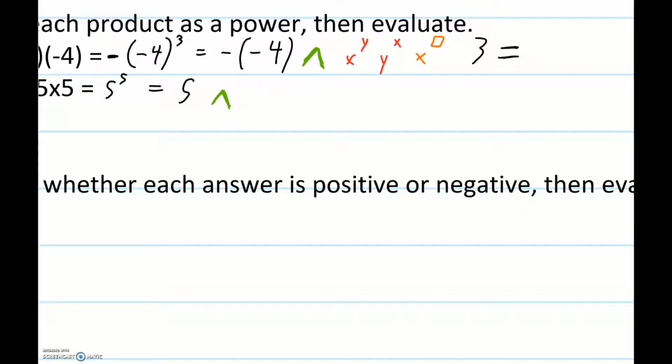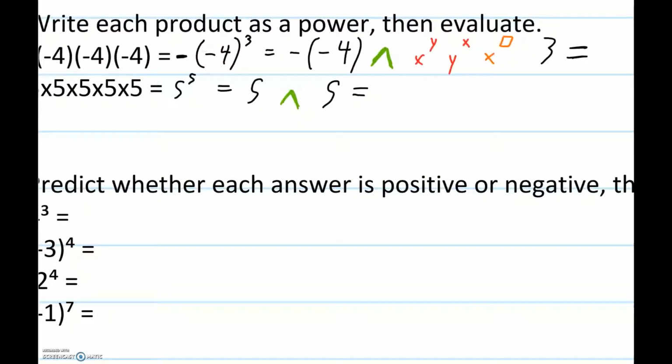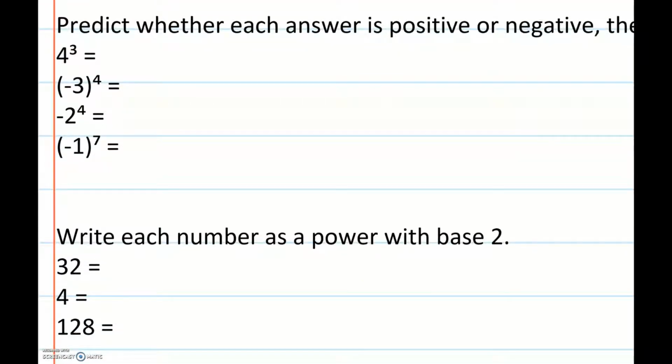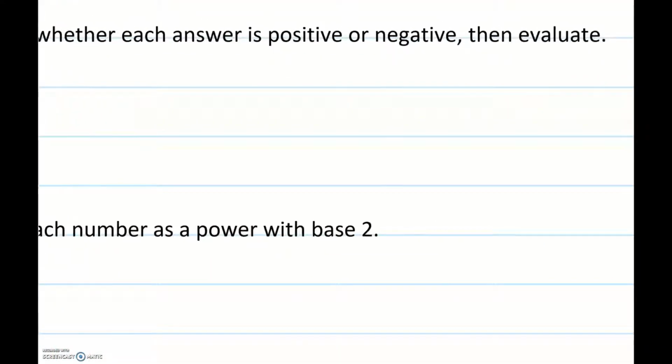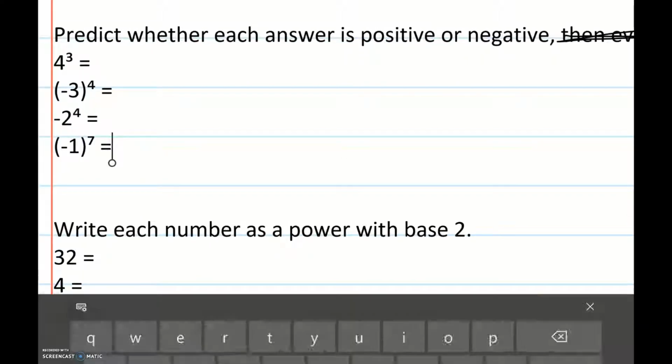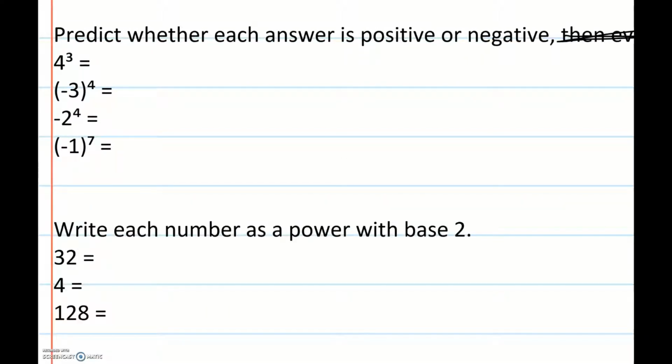This little sign, and then 5 equals. All right, so that's how you do it. We're not going to evaluate it here today. Now this next one here also says then evaluate. We're going to ignore that. But it says predict whether each answer is positive or negative.